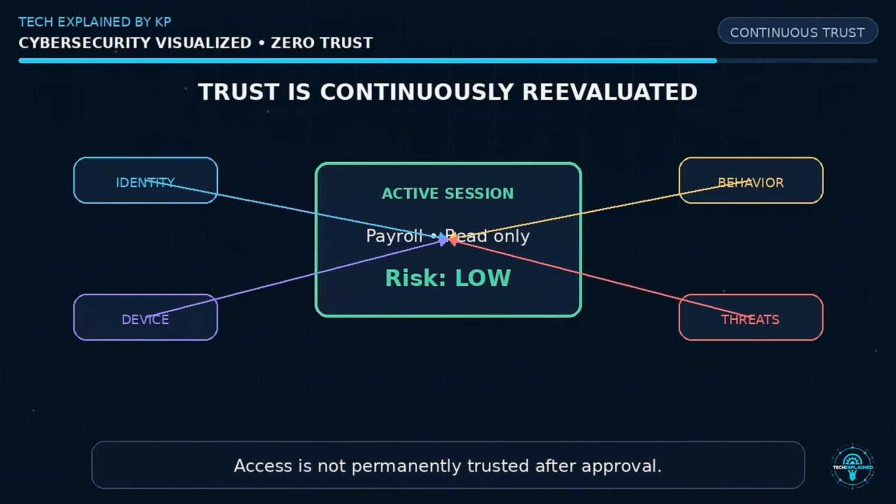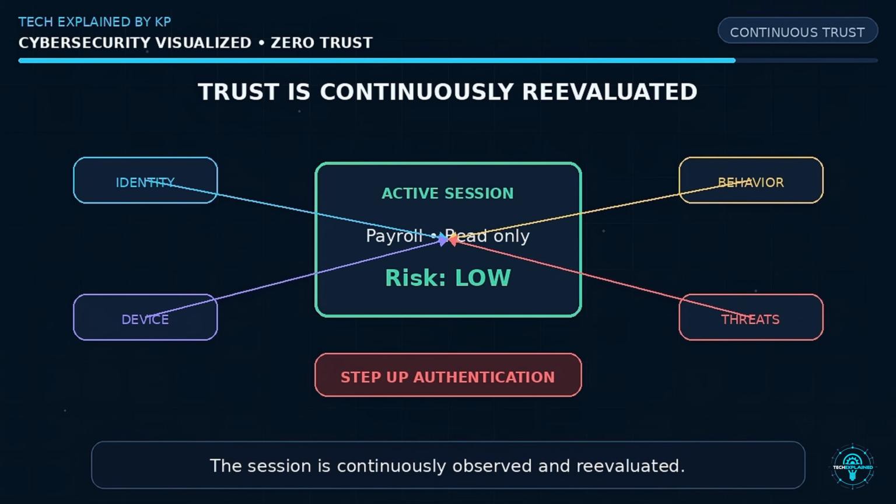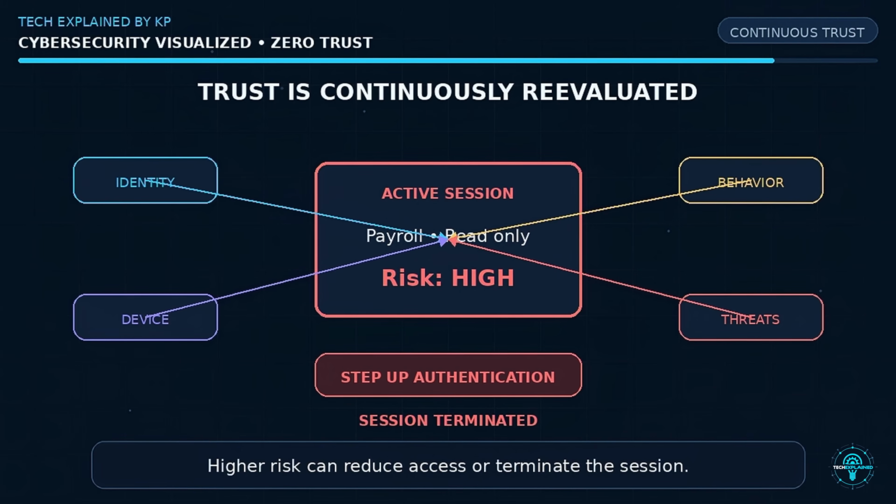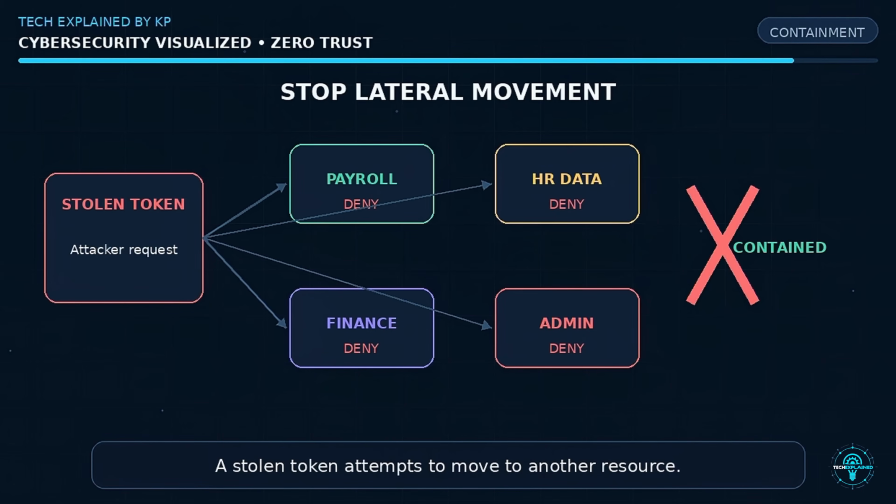If the device becomes unhealthy, the user's behavior changes, a token appears in an unexpected location, or the risk level increases, the system can request authentication again, reduce permissions, or terminate the session. This is why Zero Trust helps contain attacks. A stolen password or compromised device does not automatically unlock everything. Each resource requires its own policy decision, and suspicious activity can be stopped before the attacker moves deeper into the environment.